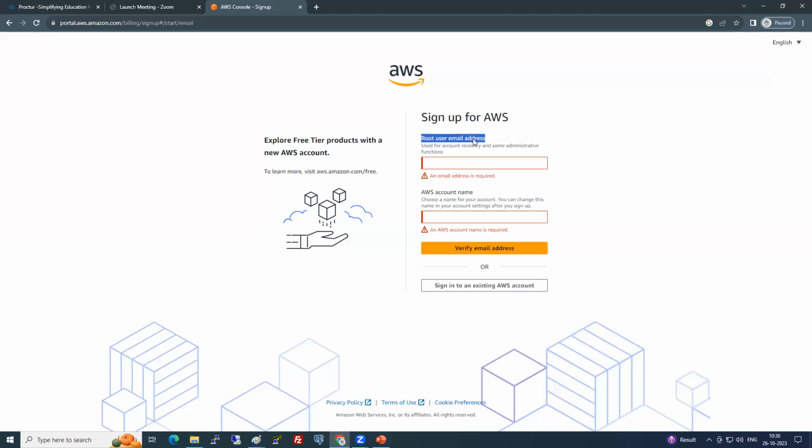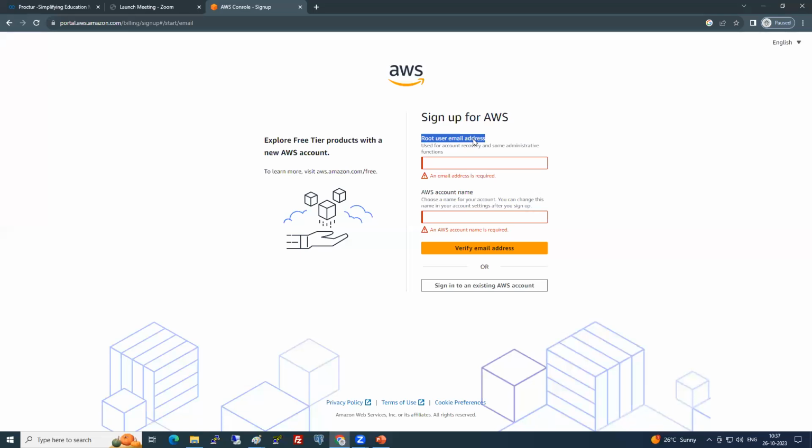Also very important, if your card is not working, you need to enable international transactions, because AWS is in the US, no? They deduct 2 rupees from your account, so they need to charge from the US. So international transfer should be enabled in your account. By default it should be there, but if not, that will be the one problem for you. Otherwise, it's okay.